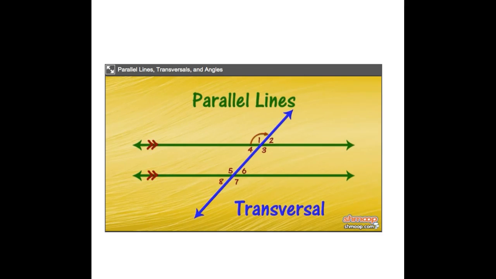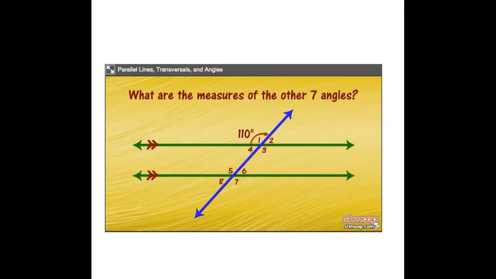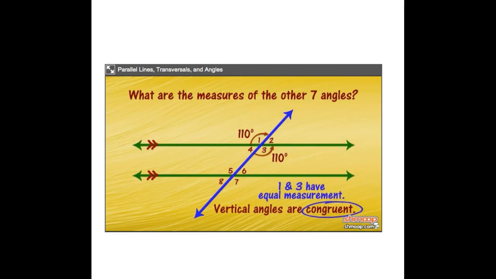If the measure of angle 1 is 110 degrees, what are the measures of the other 7 angles? First, we can see that angles 1 and 3 are vertical angles, and we know that vertical angles are always congruent. In other words, they have equal measurements. So angle 3 has a measure of 110 degrees too.